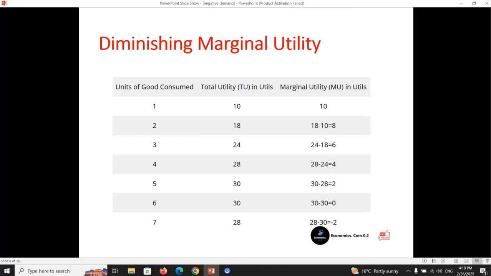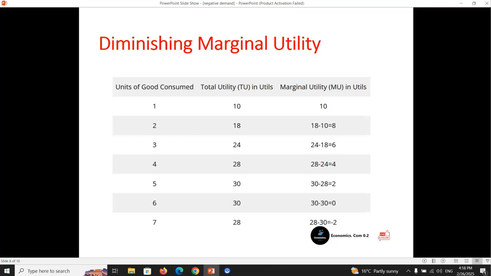The law of diminishing marginal utility states that as a consumer consumes more units of a good, the additional utility derived from each extra unit declines. In other words, the first few units provide high satisfaction, but each additional unit contributes less and less to overall happiness. This is why people tend to consume a limited quantity of goods even if prices are low. It also explains why businesses use discounts and offers to encourage consumption.